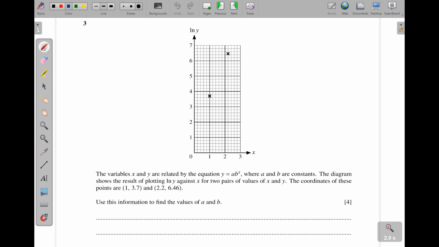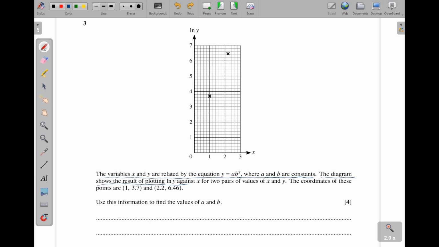Question 3 is coming from logarithms. The variables x and y are related by the equation y is equal to ab to the power of x, where a and b are constants. The diagram shows the result of plotting natural log of y against x for two pairs of values x and y. The coordinates of these points are 1, 3.7, 2.2, 6.46.